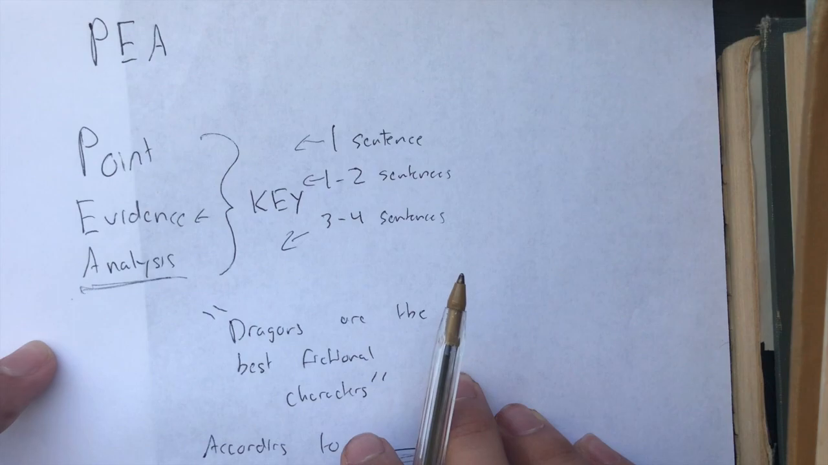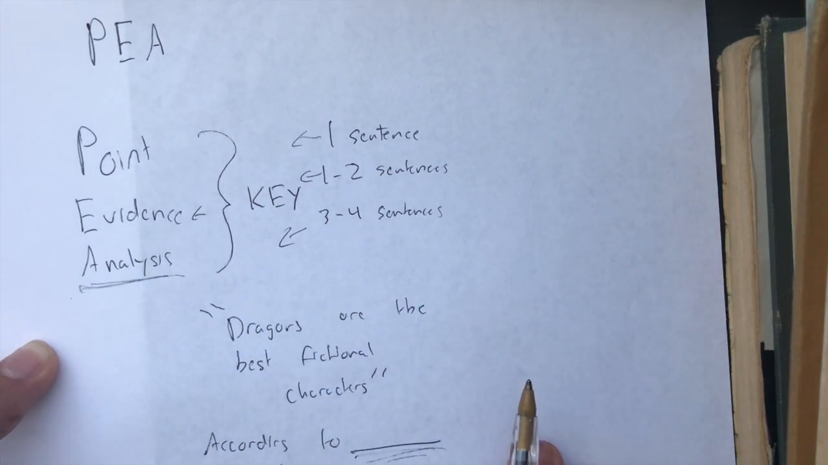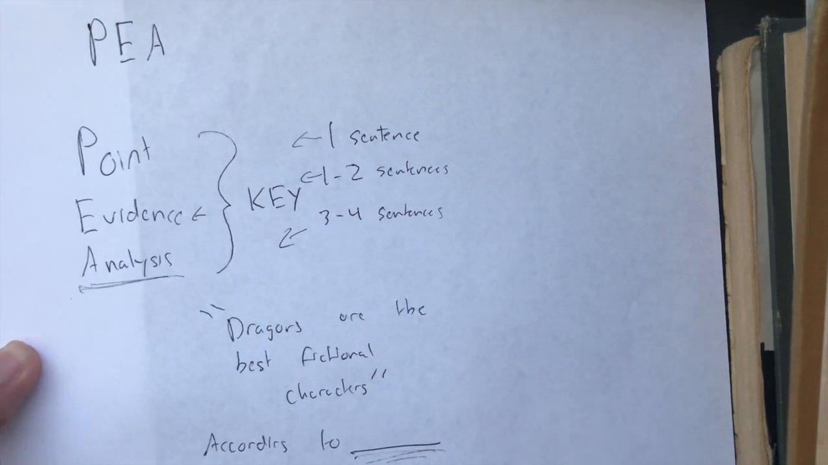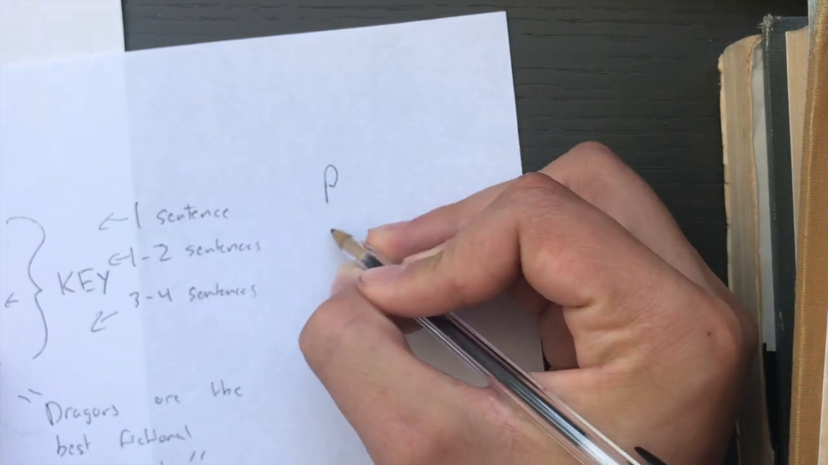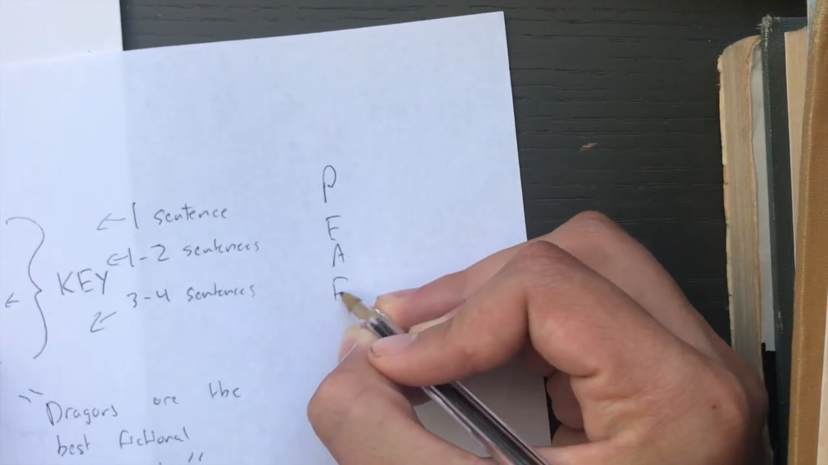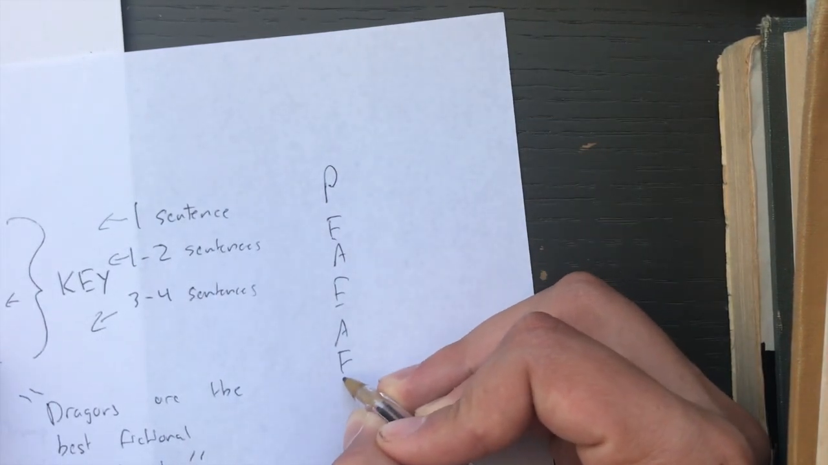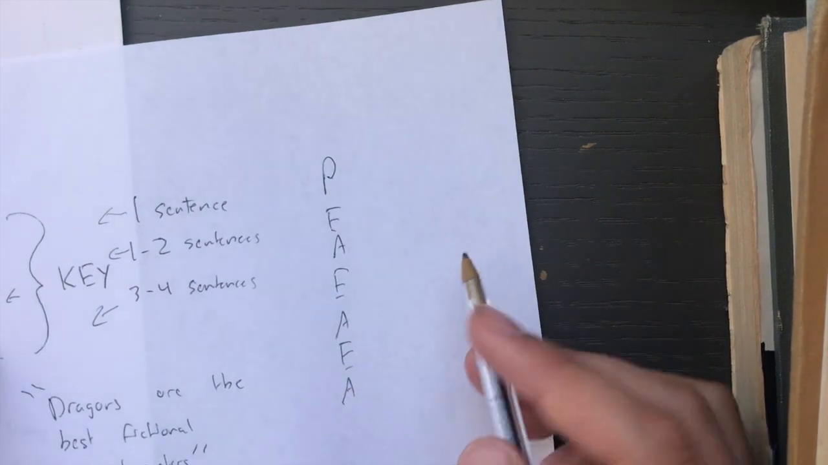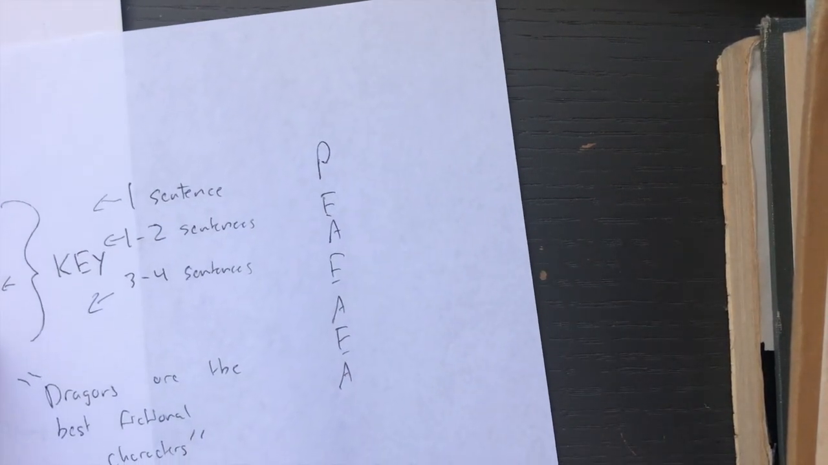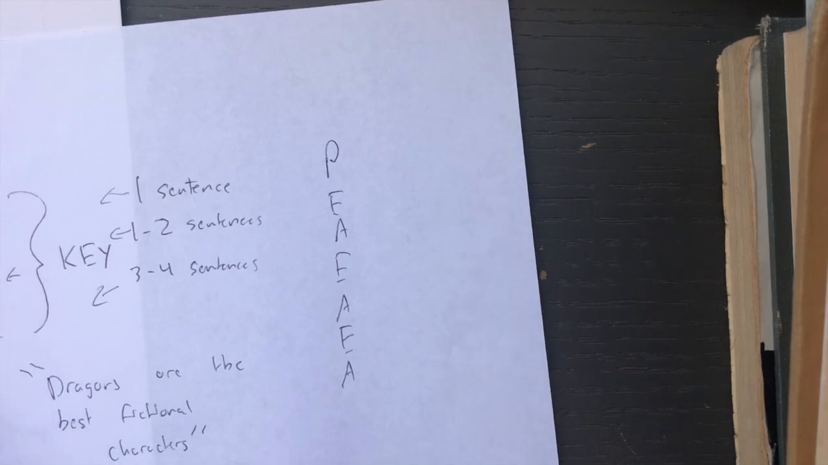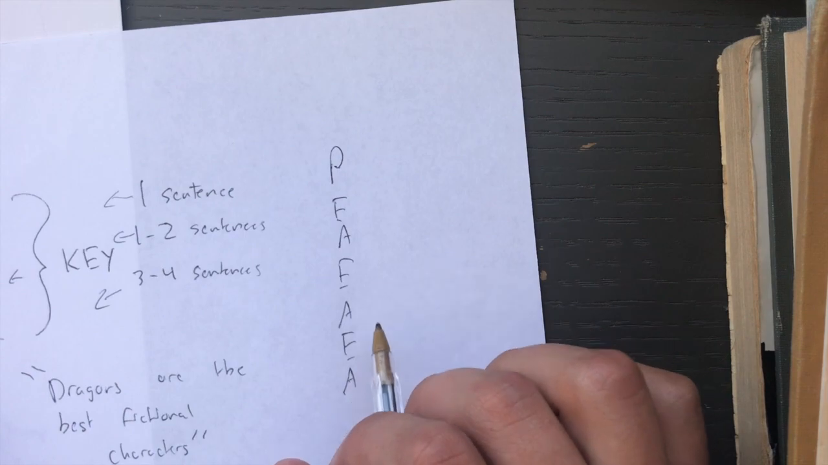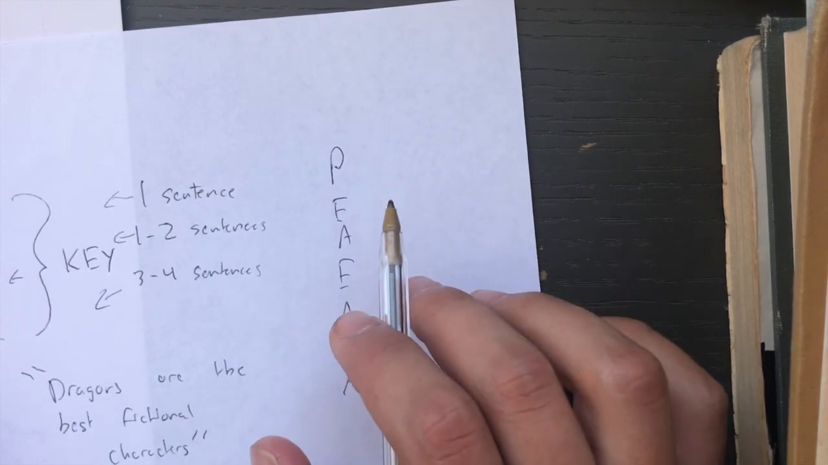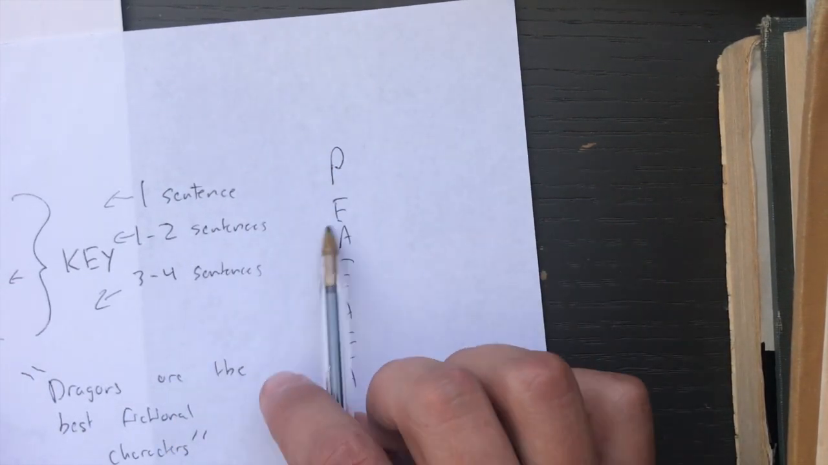As you go along and you start going into higher level classes, you will see that normally PEA often turns into more of a PEA, EA for each paragraph. But that's just basically a continuation of this basic subject. You're just having more different evidences and analysis for the same point. It's just a more advanced way of doing a PEA.